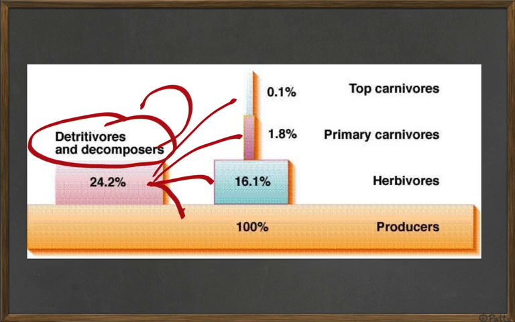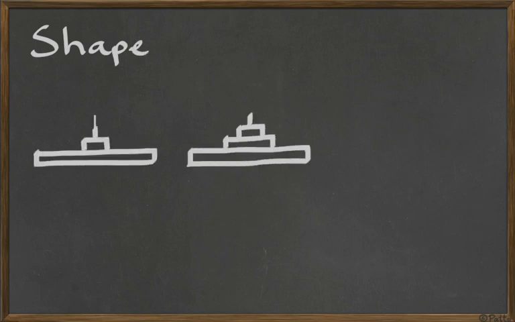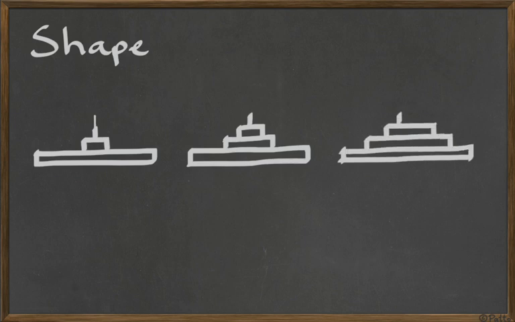Okay, but let's go back to the shape of the pyramid. What is the typical shape of a pyramid? Does it look like that? Or does it look like this? Or does it look like that? Those are three pyramids. However, as we saw, the rule of about 90%, it's not going to be this one, and it's not going to be this one, because from one trophic level to the next, the reduction is about 10 times. You lose about 90% of the energy.